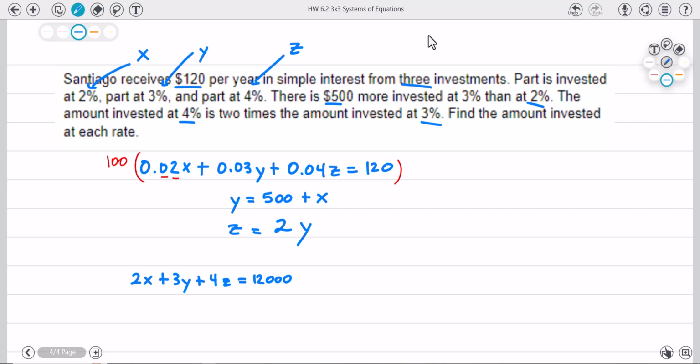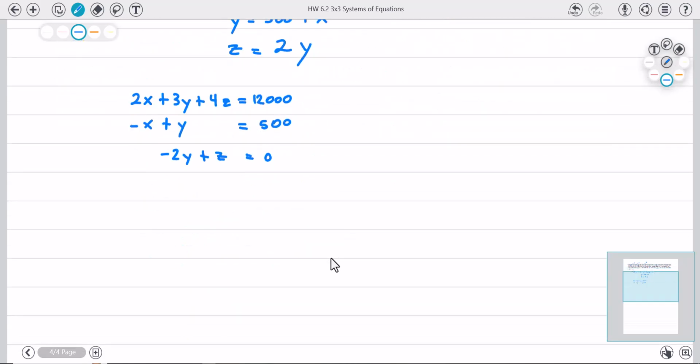Then I'm going to move the x to the other side. We have plus y. We have no z. So that equals 500. And then chunk the 2y to the other side so it becomes negative, plus z equals 0. So now I have something that I am ready to solve.